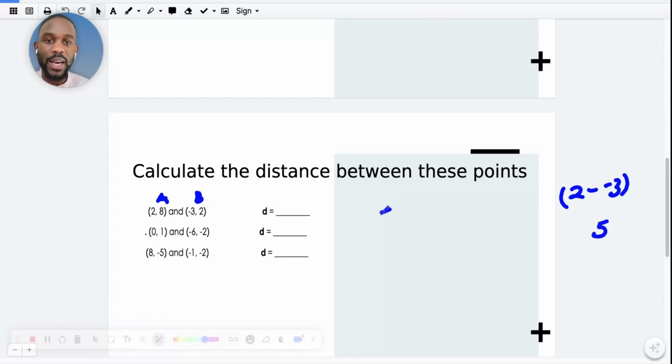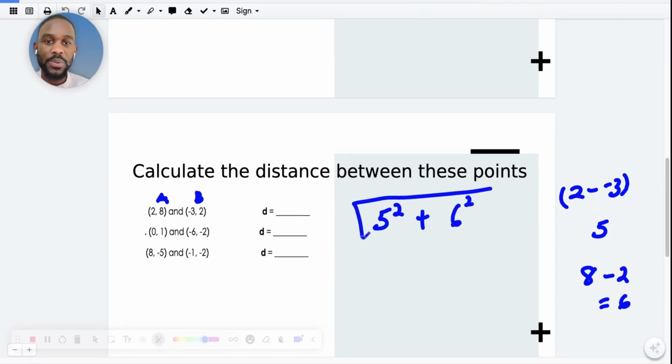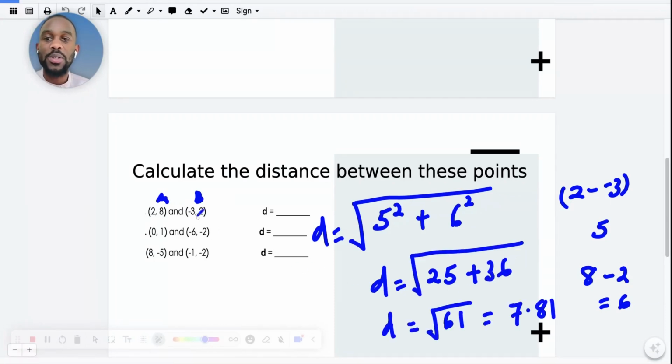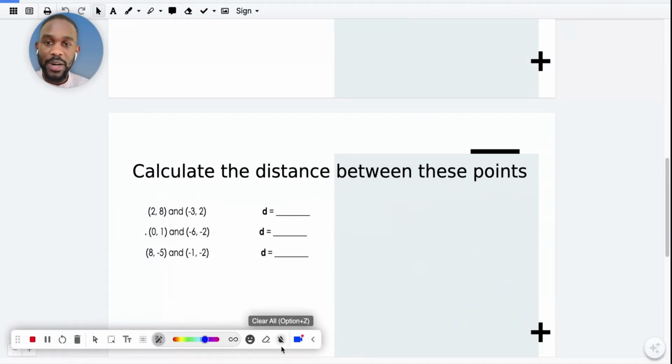So it's going to be 5 squared plus, subtract the y's, 8 minus 2, and this gives you 6. So 6 squared, and then you get the square root. This will give me my distance. So the distance here will be 5 squared is 25 plus 6 squared, which is 36, as the square root of 61. So the distance between point A, B is 7.81.